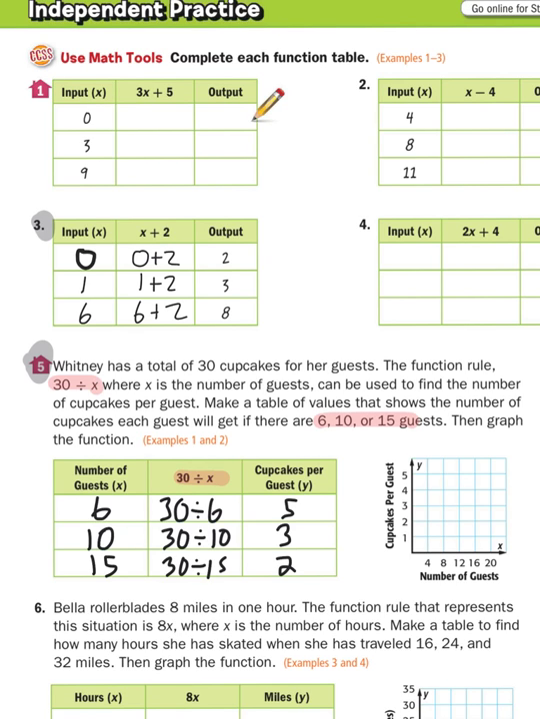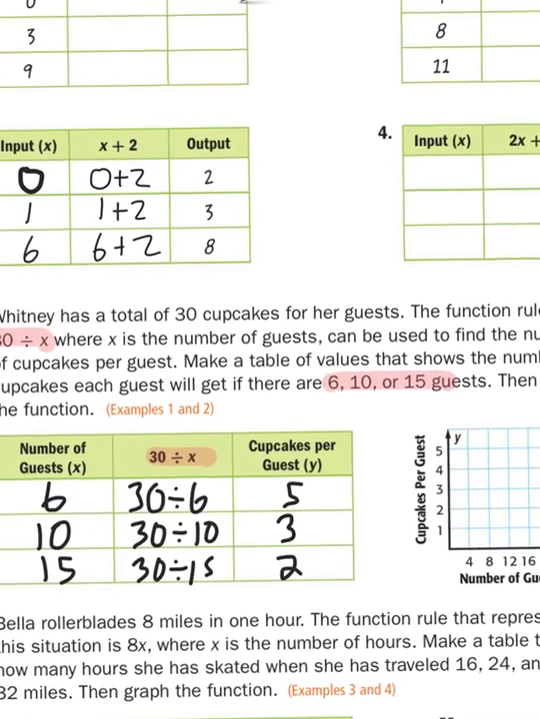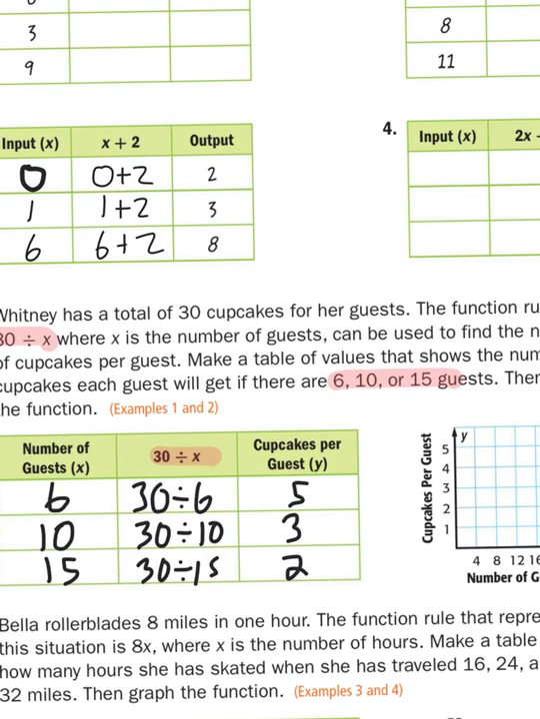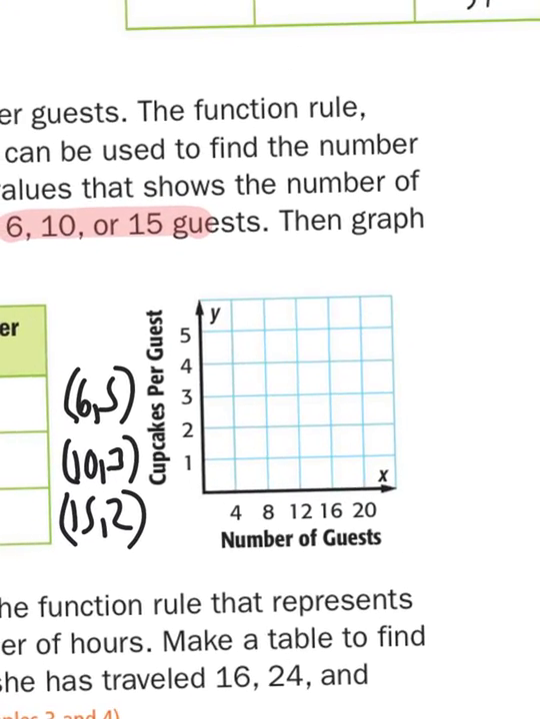Now as far as graphing it, remember the x and y values. This 6, this 5 makes an ordered pair. So let me blow this up a little bigger here. So I'm going to write my ordered pairs, 6, 5 right here. So I have 6, 5. And I'm going to do that for each one. I have 10, 3. And then 15, 2. These are the 3 ordered pairs. Remember, I got them from these columns, and I'm going to graph them on my graph.